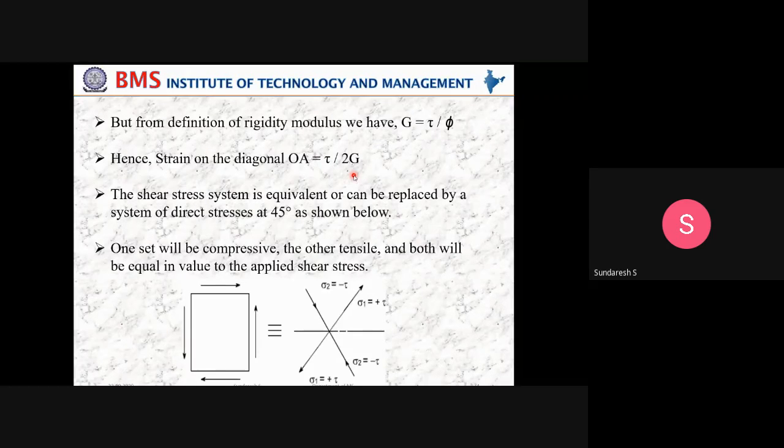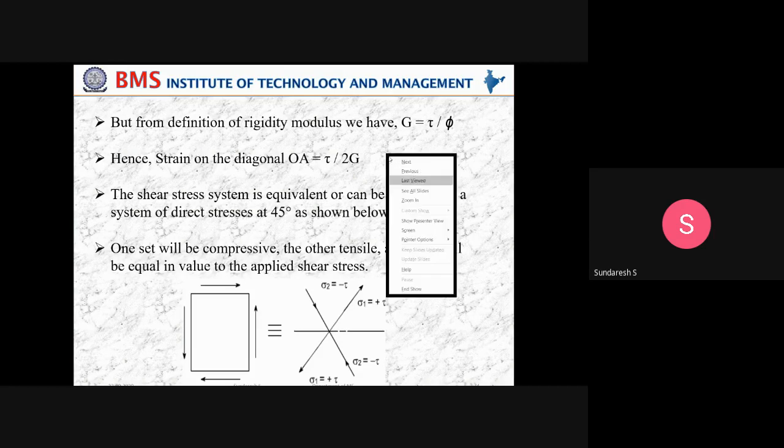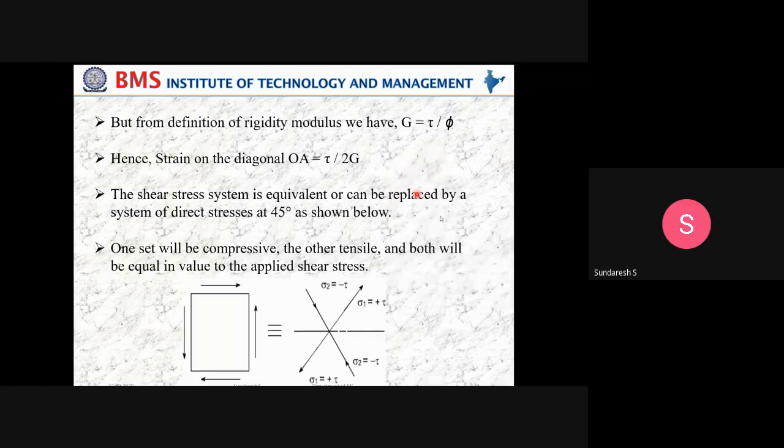Everybody could understand this? Any clarification, my dear students, anywhere? Because it's very, very important for us. Any clarification anywhere? You can stop me. Okay? Yes, sir. Okay. So now we have got strain along OA as tau by 2G. The shear stress system is equivalent or replaced by a system of direct shear stress, as shown in the figure. So this is the one important expression we have got: strain on the diagonal OA is equal to tau by 2G. Take this as equation 1.